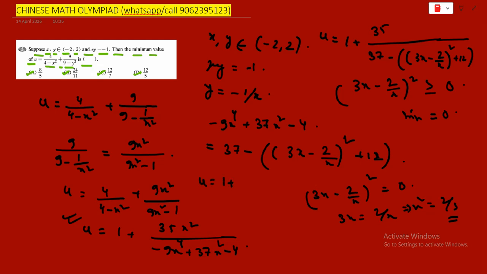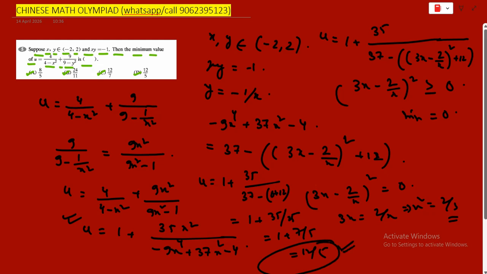1 plus 35 over 37 minus 0 plus 12. So that will be equal to 1 plus 35/25. So this is 1 plus 7/5. So this is 12/5. Okay. So the final answer for this question will be 12/5.